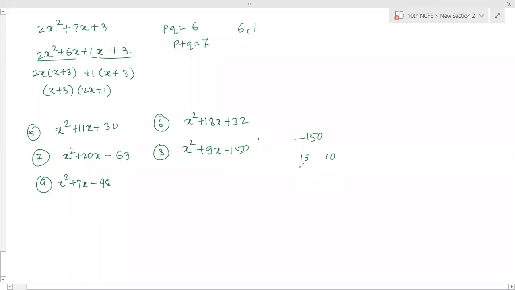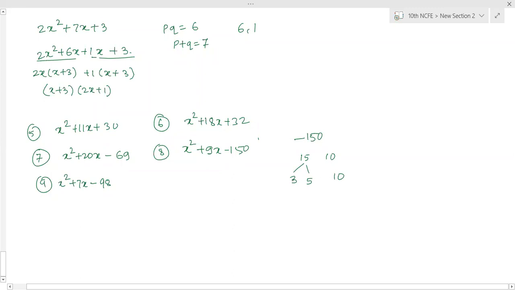Do further. 15 divide now. 3 and 5. And keep this 10. 5 and 2. Okay, ma'am. So right now I will check. One by one, you have to keep on checking.